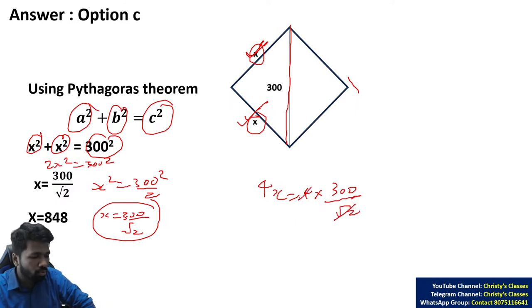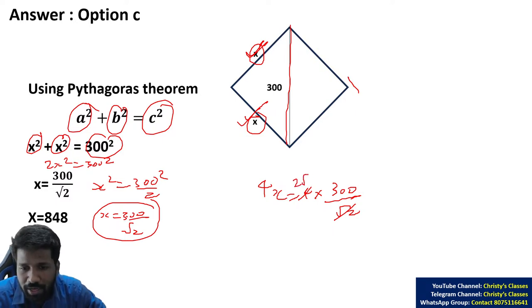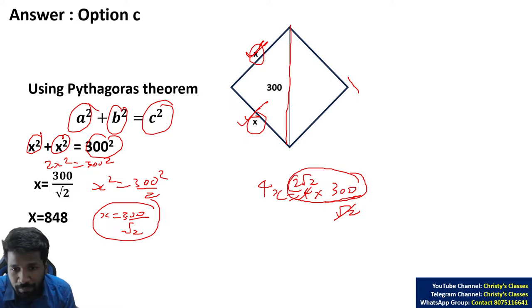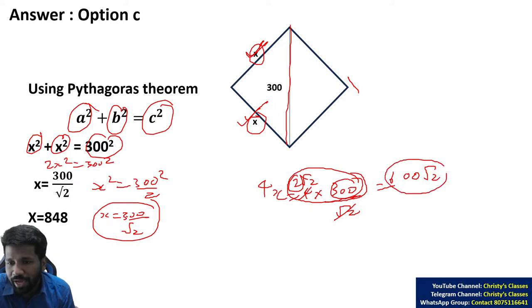4 is 2 into 2. 2 and root 2 cancel kiya to root 2 milega. So 2 root 2 into 300. 2 into 300 is 600, so 600 root 2 hoga answer.